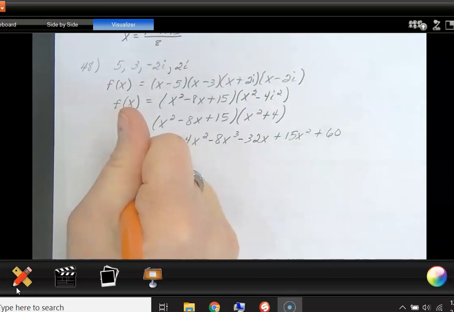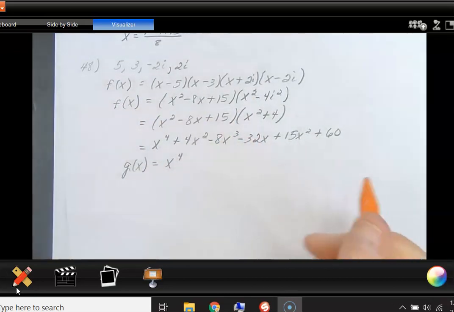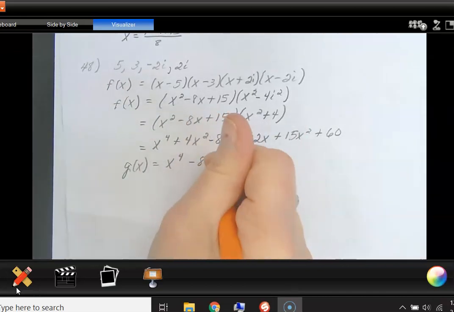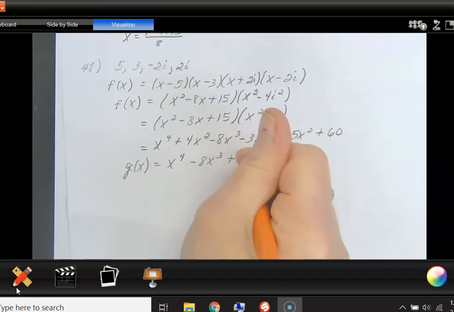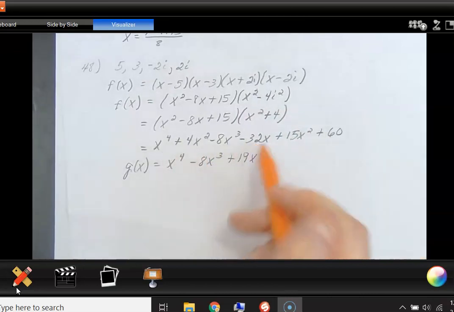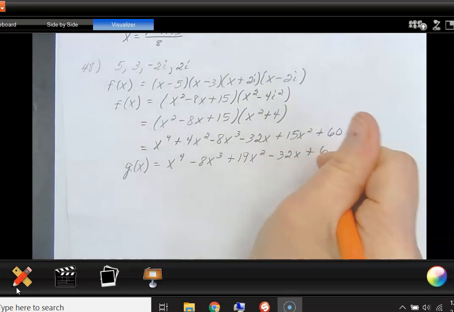Okay, so combine your like terms. x to the 4th. I'm going to put this back in order now. Minus 8x cubed. x squared would be 19 of those. My x's, negative 32x plus 60.